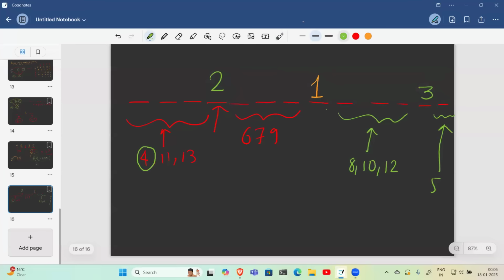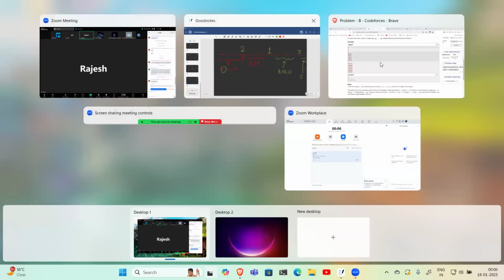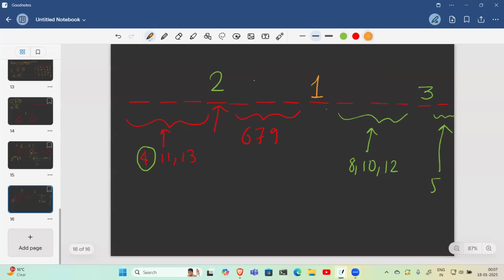Okay, let me ask this one. Anyone in the chat, where should 4 be placed? Adjacent of 2. Correct. 4 has to be placed adjacent to 2. Why? Because 11 and 13 both are not neighbors of 4. That means 11 and 13 both have to be on the left side of 4, so 4 needs to be placed here. Again, the problem breaks down into a smaller subproblem. Now you don't have this entire region; you have this region where you know 11 and 13 are.